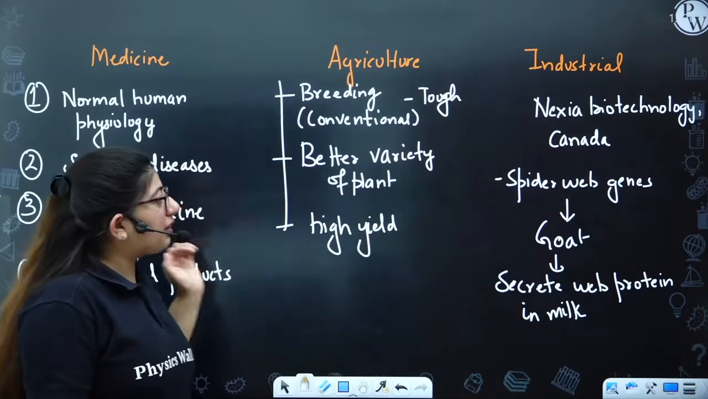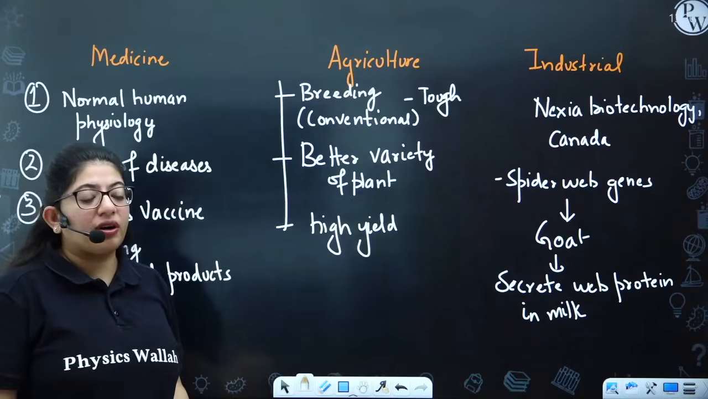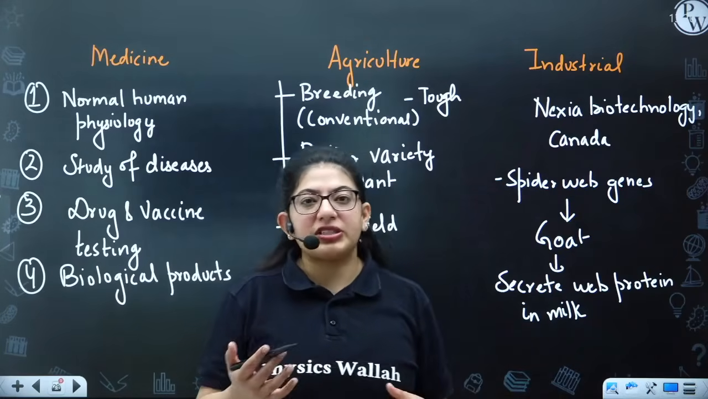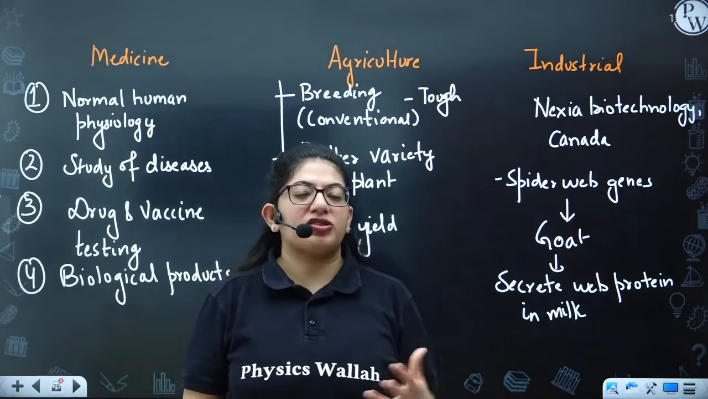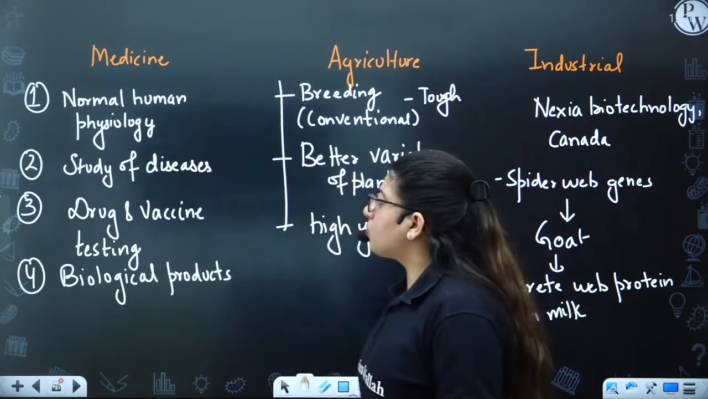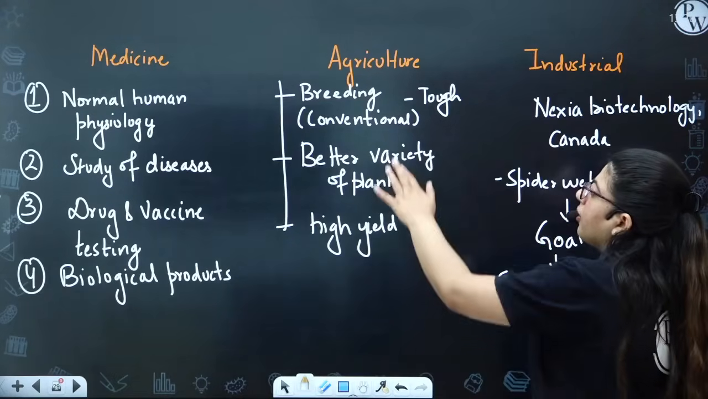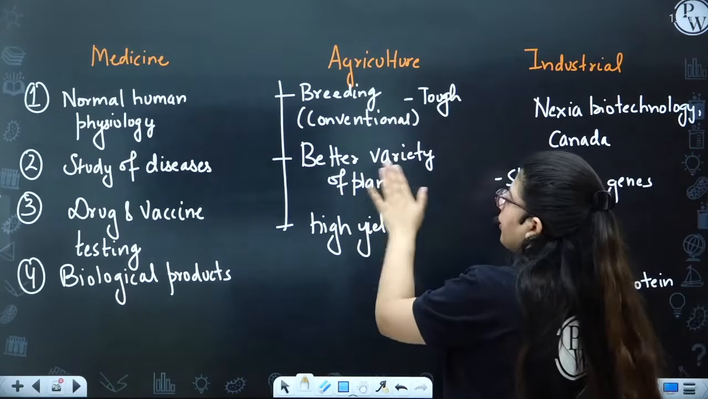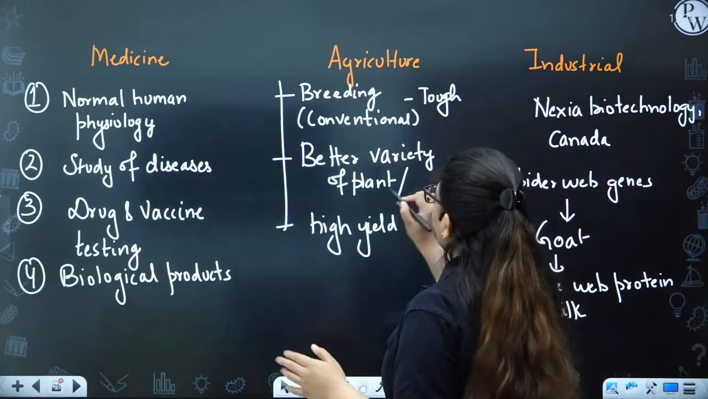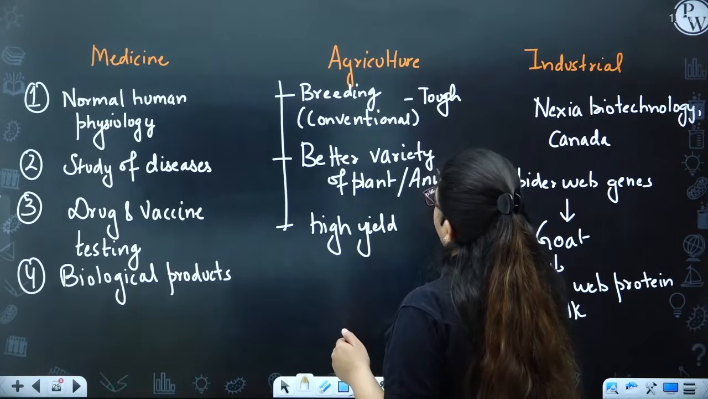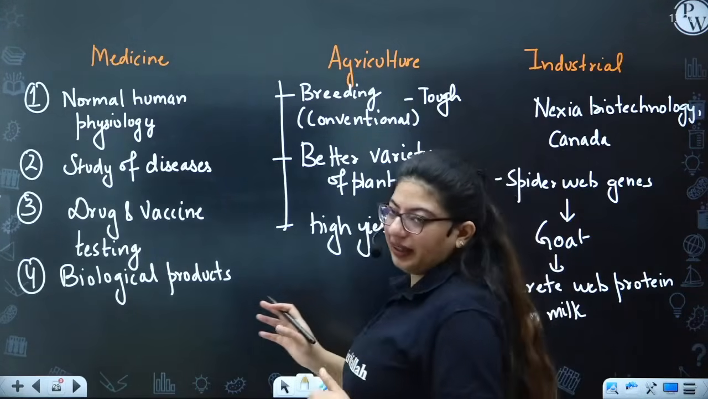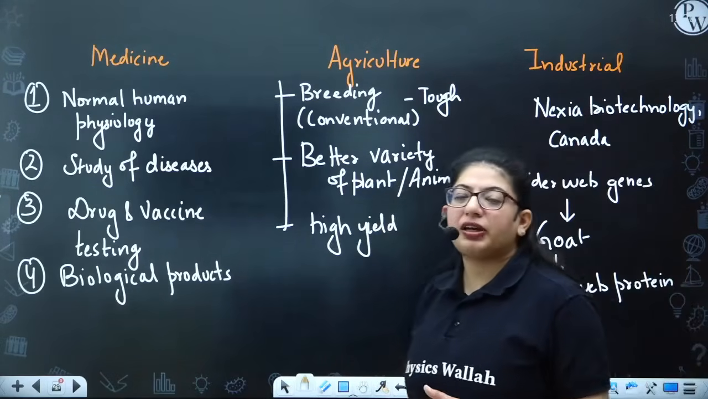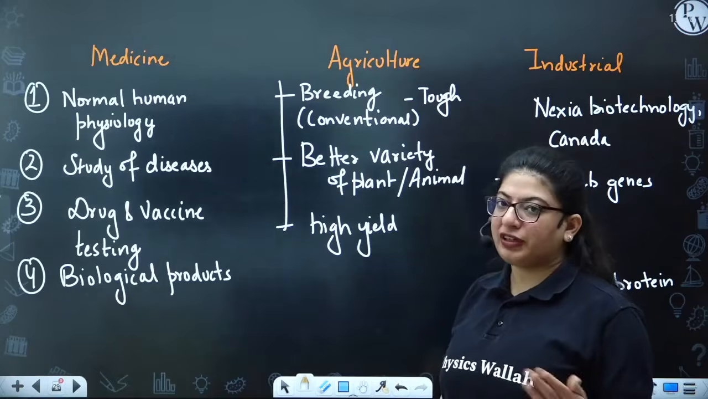So these are various applications of different types of biotechnology, and specifically the transgenic animals application in different fields. So what can be the benefit of agriculture and transgenic animals? Here I am saying there's a better variety of plant. Also there can be a better variety of animal. That means an animal can be high yielding, disease resistant. All right. Okay, so this was about the application of transgenic animals in the different fields of life.